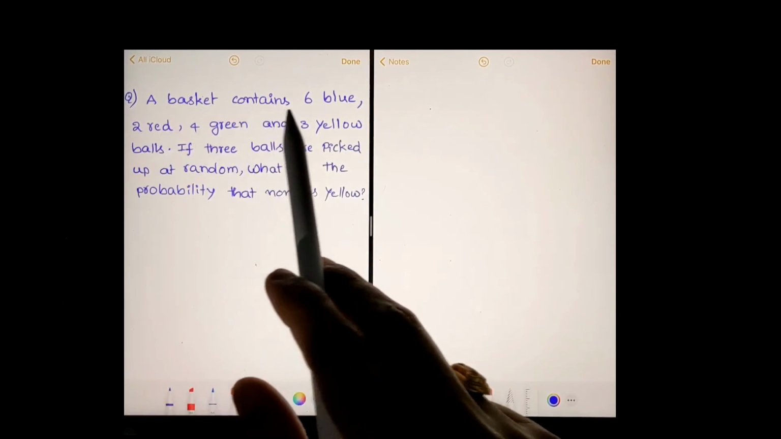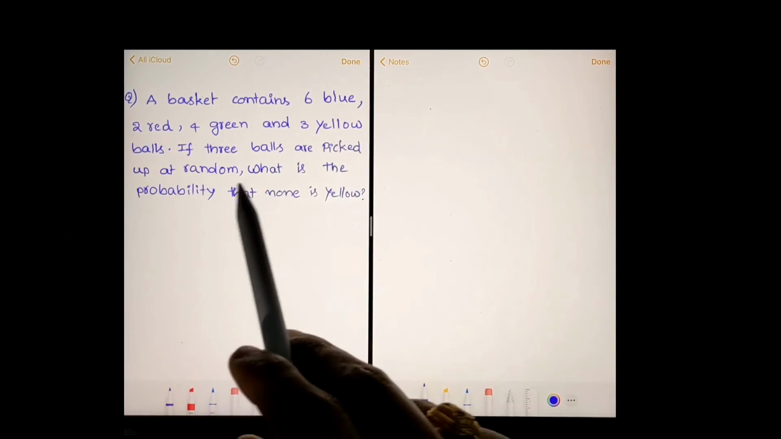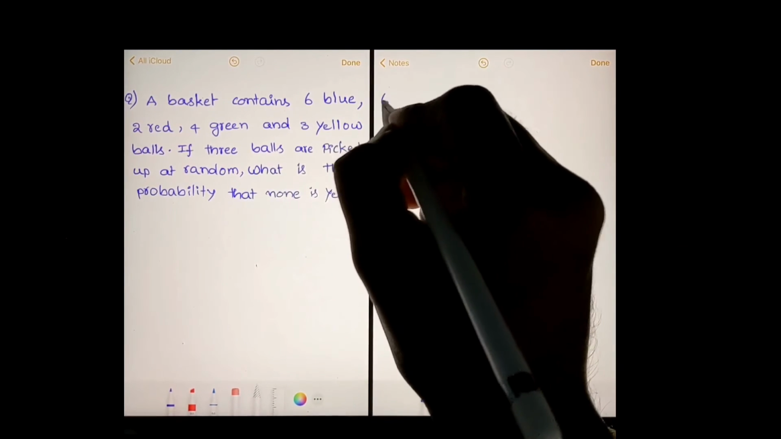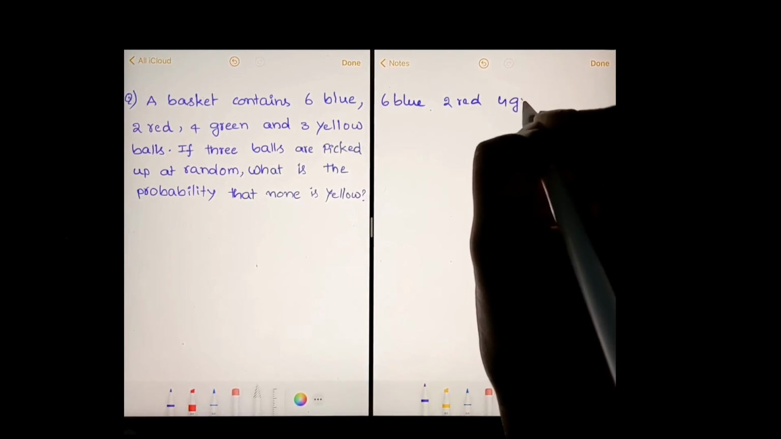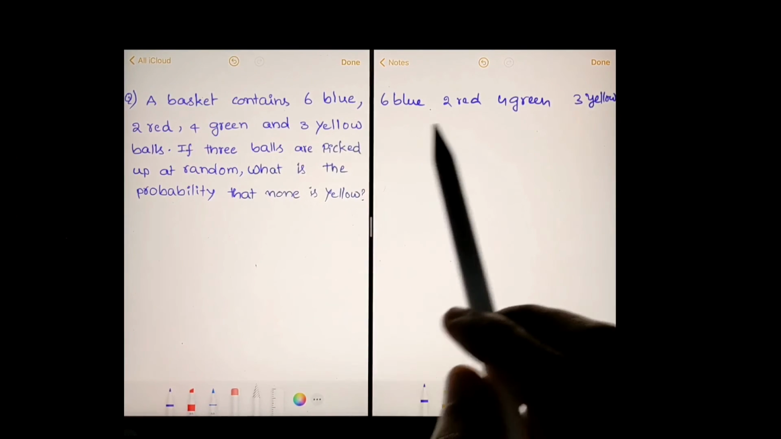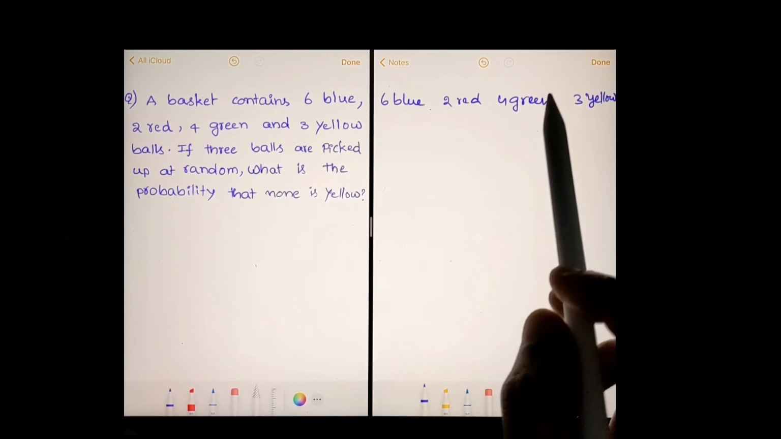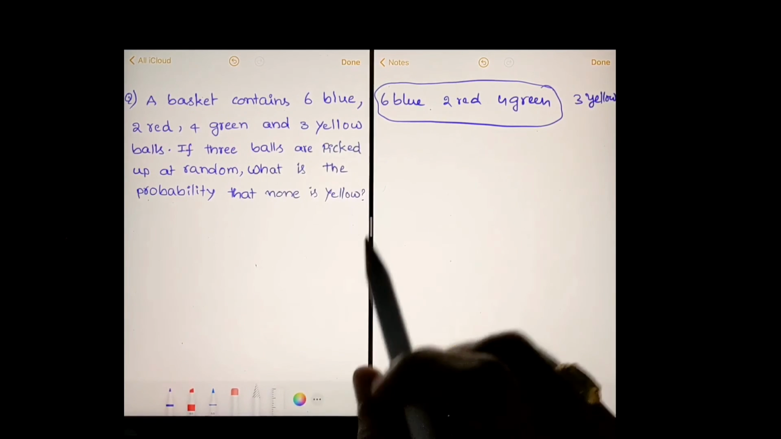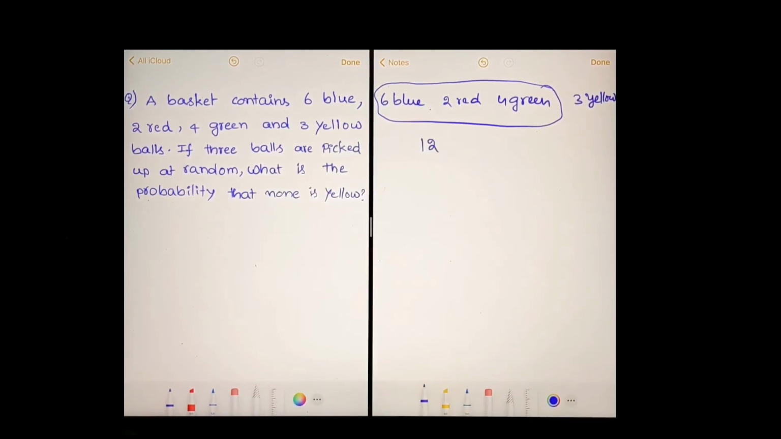Next question. A basket contains 6 blue, 2 red, 4 green and 3 yellow balls. If 3 balls are picked up at random, what is the probability that none is yellow? We have total 6 blue, 2 red, 4 green and 3 yellow. If we pick 3 balls out of these, those 3 should not be yellow. It means those 3 balls should be picked up from these colors. Total, how many non-yellow balls are there? That is 6 plus 2, 8, 8 plus 4, 12. We have total 12 non-yellow balls.